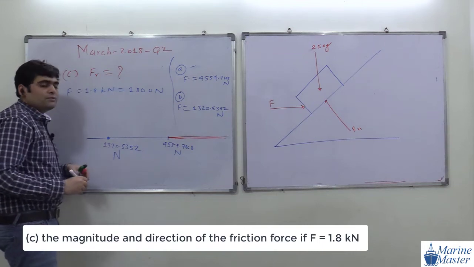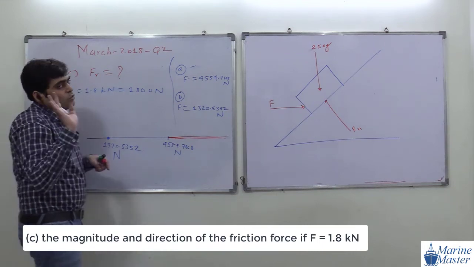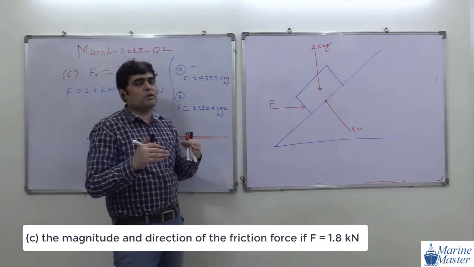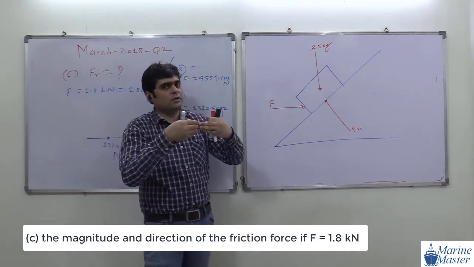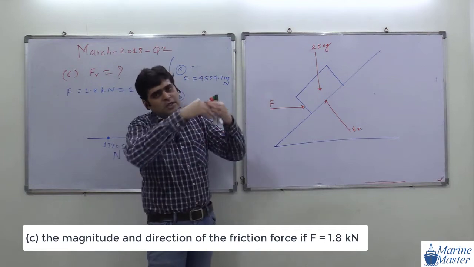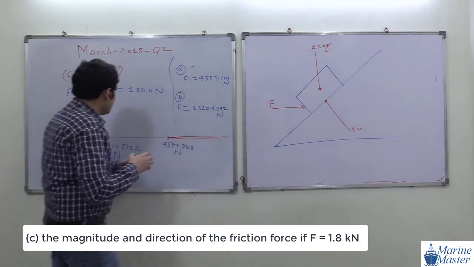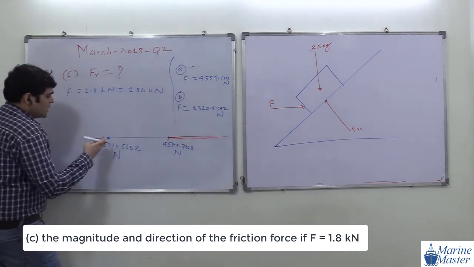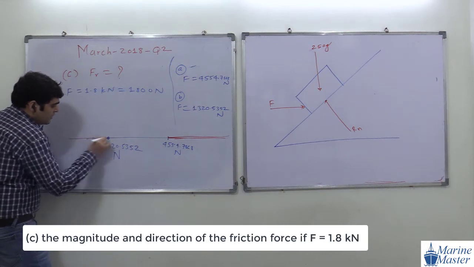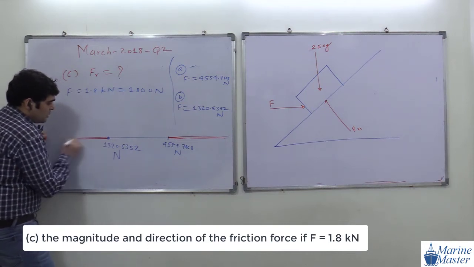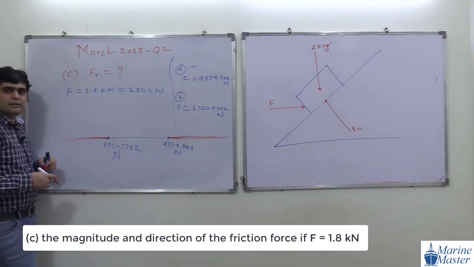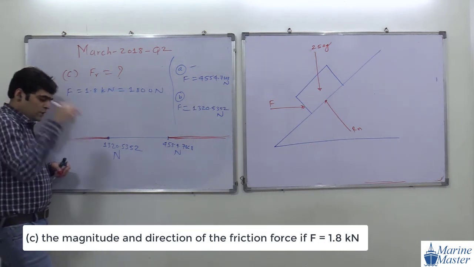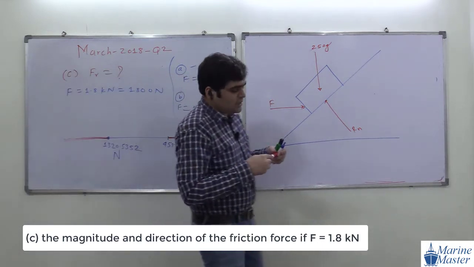So suppose we want to hold the block. Hold the block means we are not allowing it to move, we don't want to move the block down the plane. If the value of F is below this one, then compulsorily what will happen? It will slide down the slope. Okay, good.